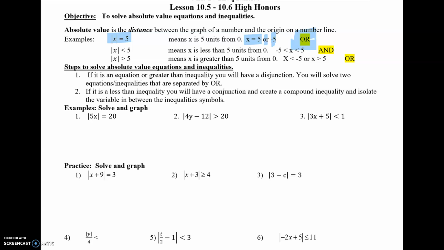And then the next one is the absolute value of x is less than 5. This means that x is less than 5 units from 0. So if we go to the left, we get -5, -4, -3, -2, -1. 5 units the other way to the right is 5, 4, 3, 2, 1. So this is less than. When I think of less than, I hear and. I know this is a conjunction, so it's going to be an AND statement. It means that x is in between -5 and 5.